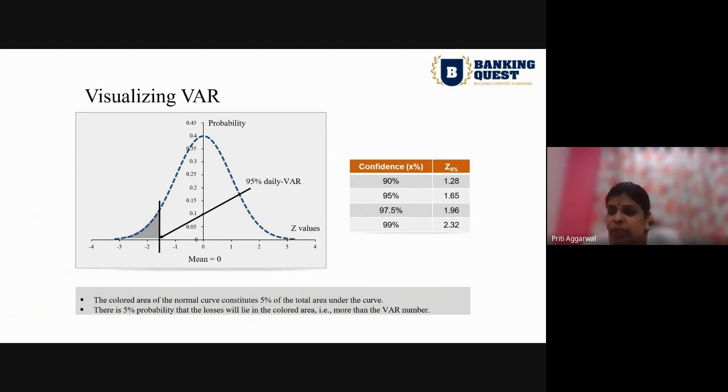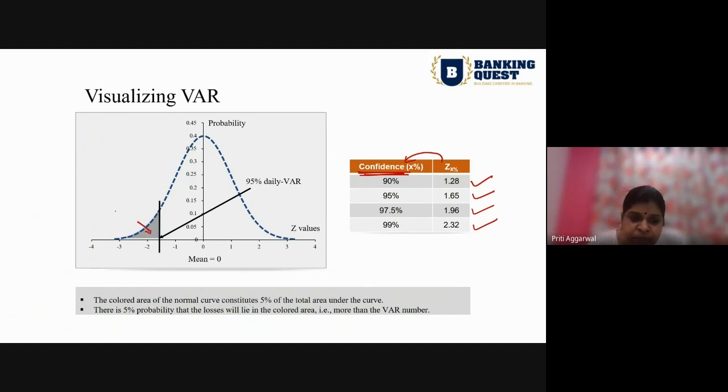This is something which we have to always remember, because there will be questions where the Z score will not be given to you. They will only mention the confidence level. So given the confidence level, I should know what the Z score pertaining to that level of confidence is. The colored area of the normal curve constitutes 5%.